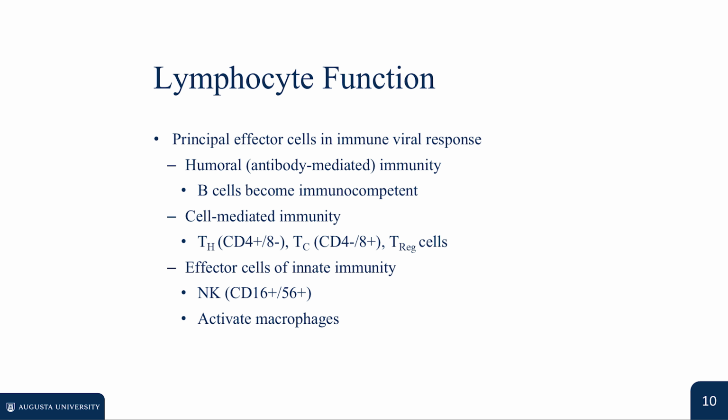Each functional subset relies on specific surface receptors and cluster of differentiation markers. Humoral immunity is mediated by B lymphocytes, which differentiate into plasma cells secreting antibodies upon antigen engagement. Cell-mediated immunity is directed by T lymphocyte subsets, including CD4-positive T helper cells, CD8-positive T cytotoxic cells, and regulatory T cells. Finally, innate cell-mediated killing is executed by natural killer cells, which rapidly eliminate compromised target cells without prior sensitization.